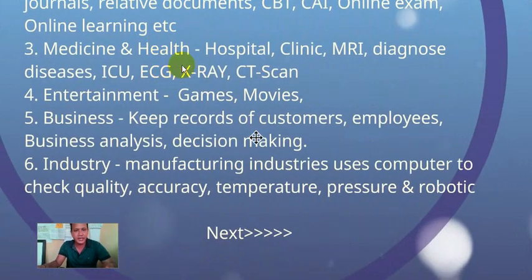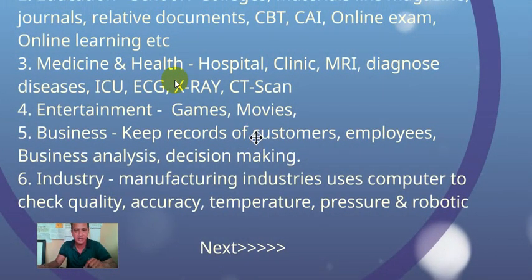Number 3 is medicine and health. Medicine and health means hospitals, clinics, like those. In hospitals, clinics, and medical research organizations, lots of equipment is computer enabled, automated by the computer. If you have to diagnose any disease, and if you want to cure it, then computer is a must. Like MRI, ICU, ECG, X-ray, and CT scan, whatever machine you see in the hospital, those are all automated by the computer.